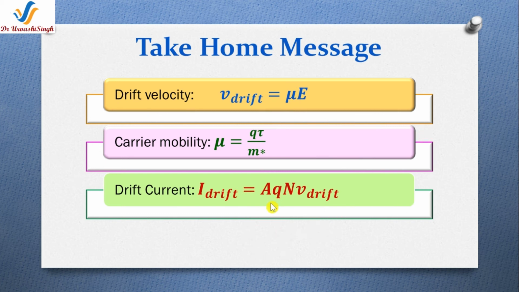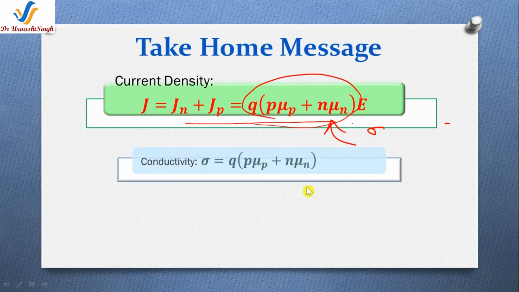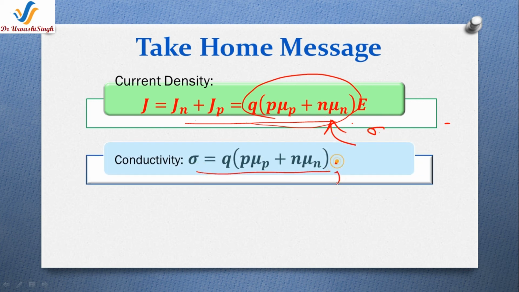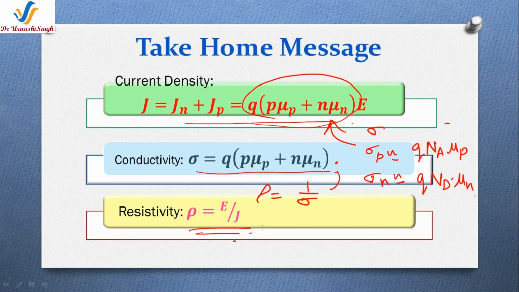And the next is the current density. The current density of the semiconductor is proportional to the carrier concentration, its mobility, and also the electrical field. From here you can note that this is sigma, the conductivity, given by this expression. Also note that for a p-type semiconductor it is approximately q Na μp, and for an n-type material it is approximately q Nd μn, and the resistivity is inversely proportional to the conductivity. So you can write rho is equal to E upon J, and this one is very important.